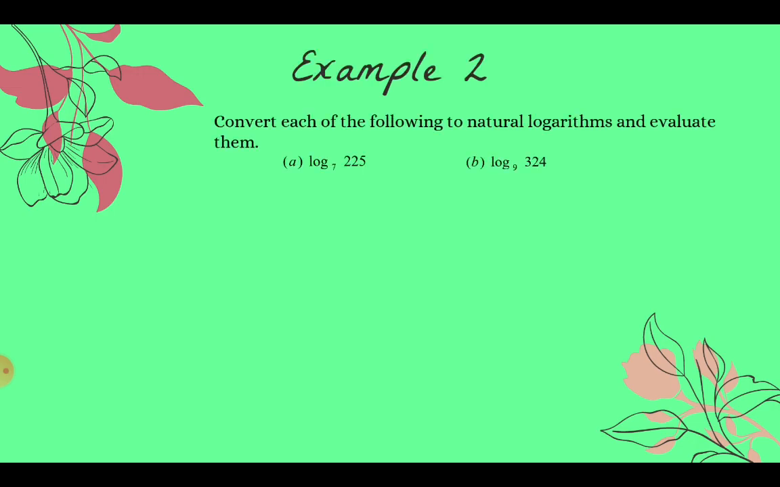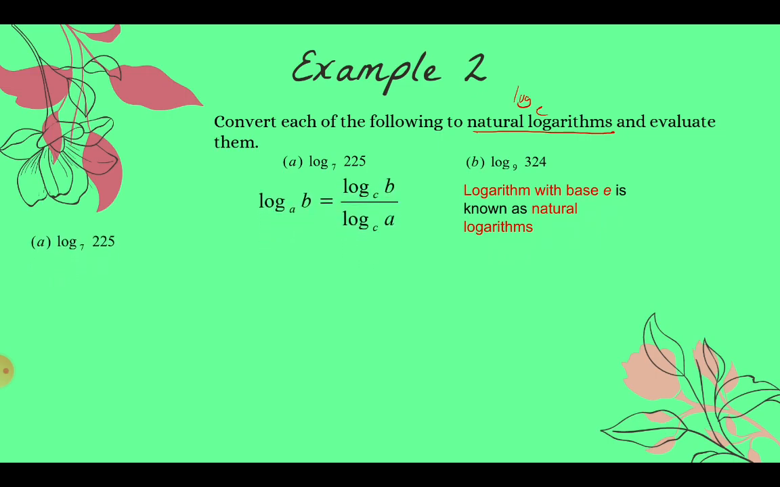Next, let's look at example 2. Convert each of the following to natural logarithms and evaluate them. We know that natural log is log base E. A, log 2 to 5 base 7. Logarithm with base E is known as natural logarithm, and the formula for change of base is log B base A equals log B base C over log A base C. Our A is 7 and B is 2 to 5. C must be base E.